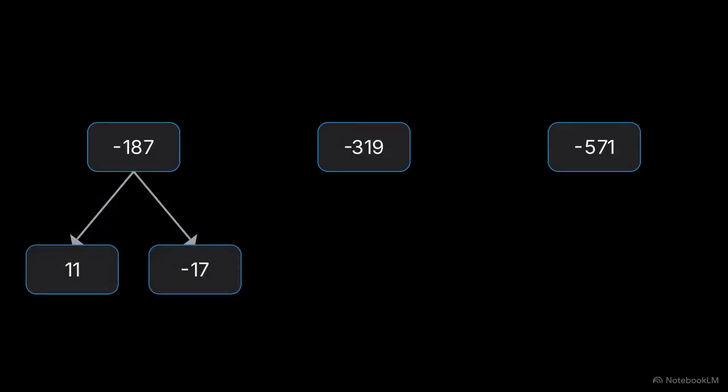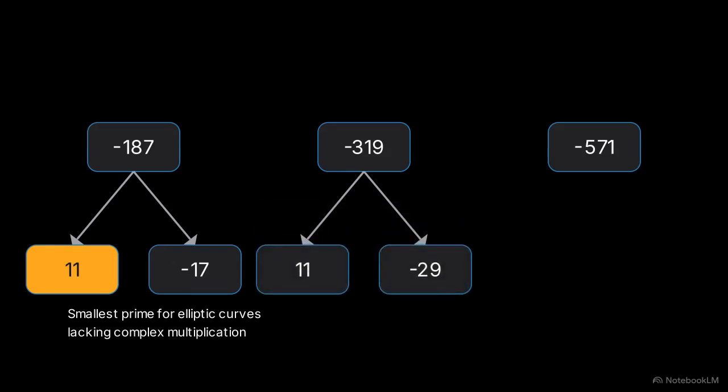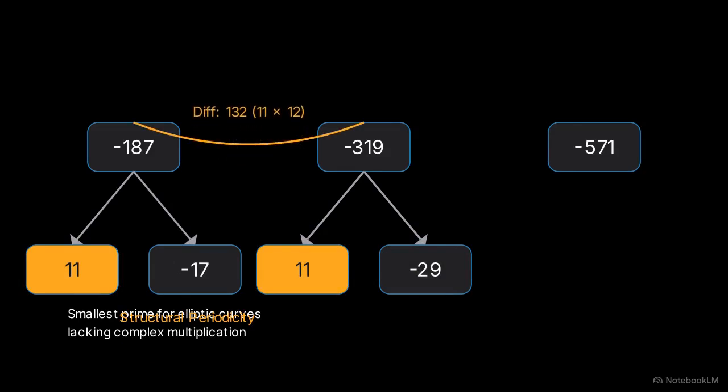-187 factors into 11 and 17. 11 is the smallest prime associated with elliptic curves lacking complex multiplication. -319 factors into 11 and 29. Their shared factor of 11 creates structural periodicity, generating an exact arithmetic difference of 132.